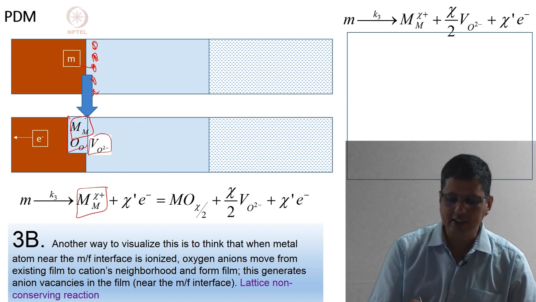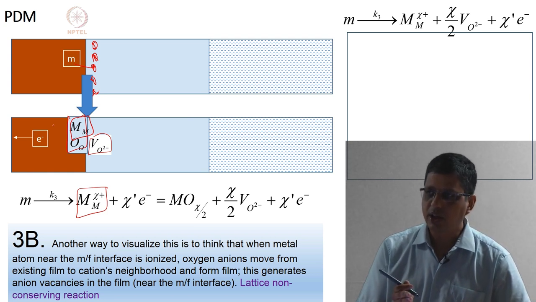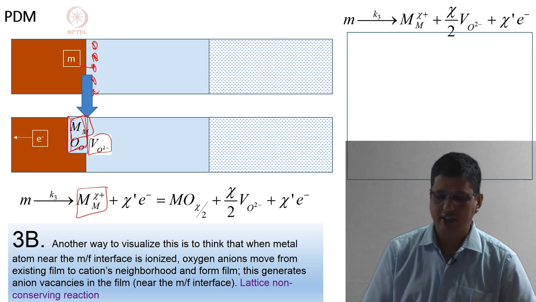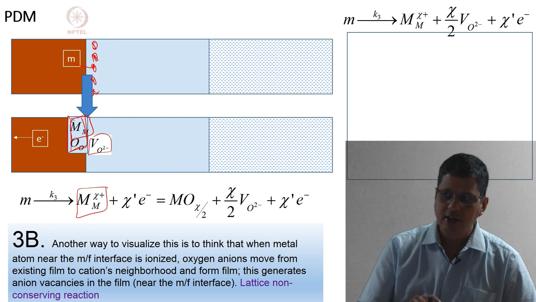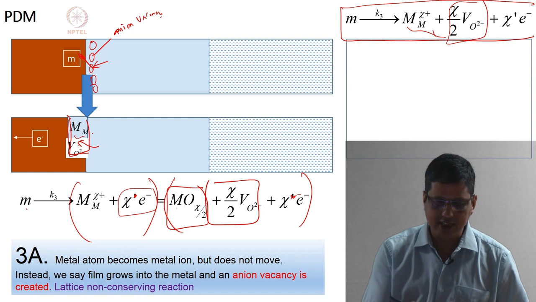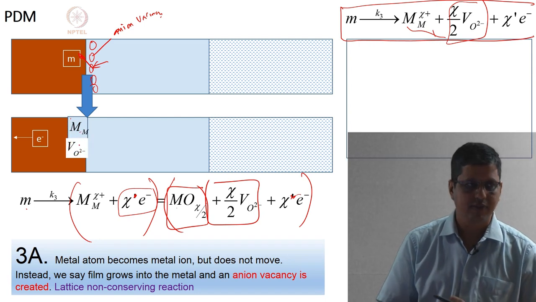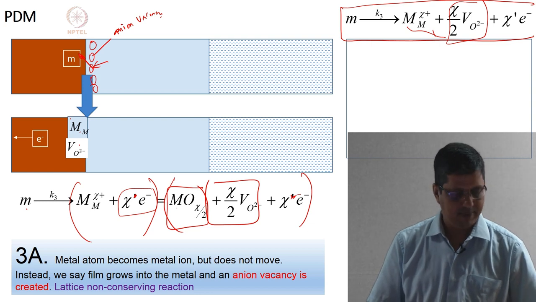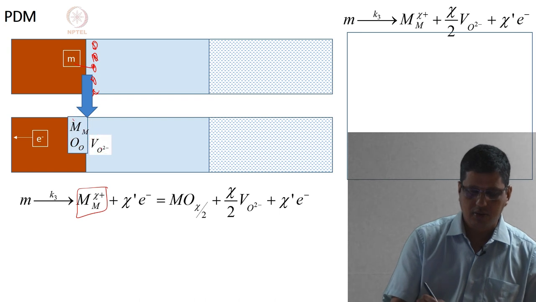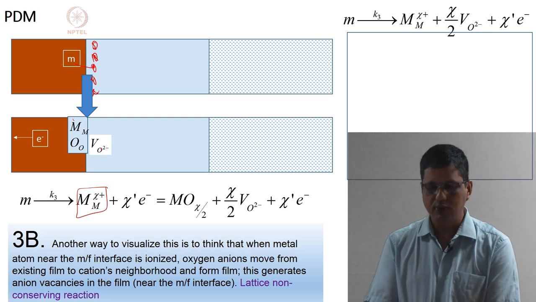Then you can clearly see this is a metal oxide, that is also a possibility. It is just another way to visualize this, to say we are forming a metal oxide here with an oxide vacancy. So, I can say this oxide vacancy is in the film that is already present, or I can look at it in the previous case and say this cation is formed and that is associated with the vacancy. Either way, you can visualize this either way, but basically this is metal forming film by losing n number of electrons.